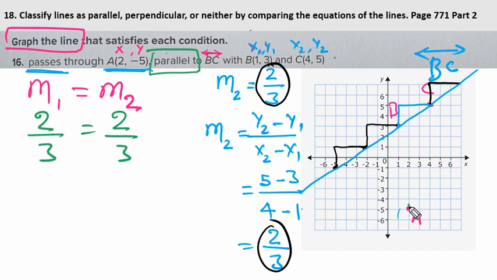So now it's very easy. 2 steps up, 3 units right. Now 3 units back, 2 steps down. Now you have the points here. Connect these points and you will get a parallel line. That's your answer. This is what it is asking: a line which passes through the point A and is parallel to line BC. Let's move on to the next one.